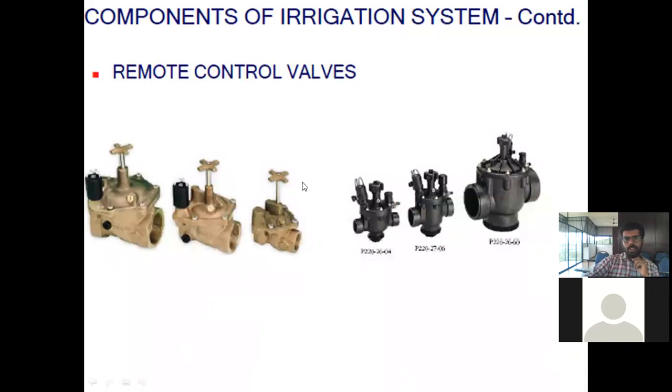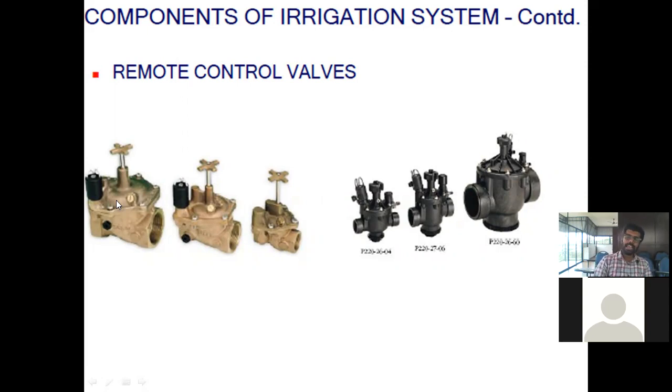Now, what are the different components of an irrigation system? There are remote control valves and solenoid valves. According to the timing, they will open and close. This is related to the sprinkler system only. Depending upon the time setting, say 20 minutes or 10 minutes, we can set the time and it will be automated. With respect to that, the remote control valves or solenoid valves will be opening and closing.